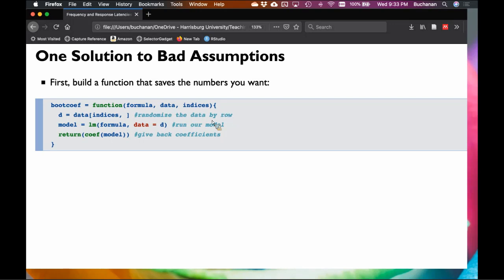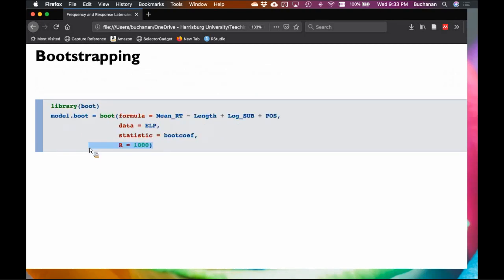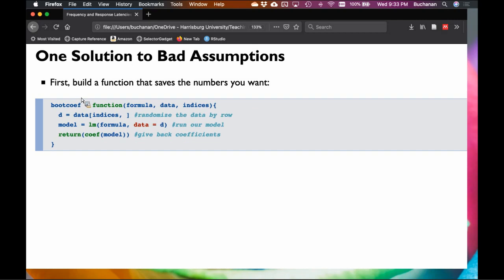Okay, so when you are bootstrapping, the first thing that you want to do is build yourself a function. Okay. So I call this boot coef for bootstrapped coefficients. Okay, now you can bootstrap any particular parameter estimate that you are grabbing. So I could bootstrap F, I could bootstrap R squared, partial R squared, whatever. But here I'm bootstrapping the coefficients.